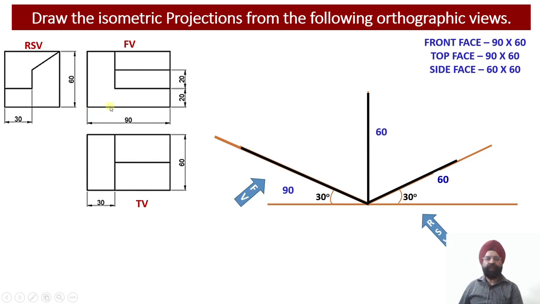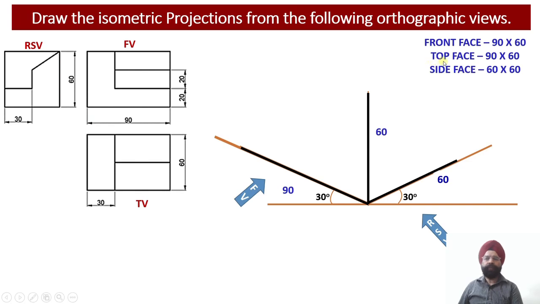So here we have the orthographic projections with us. The length of the solid is given to us as 90 millimeter. So in the front view this length will appear as 90 millimeter, and the front view also depicts the height of the solid. The height of the solid is available from the side view, which is equal to 60 millimeter. So it means that the front view rectangle that we have to draw on the isometric projection should have the size 90 millimeter by 60 millimeter, right? So this is the size of the front face.